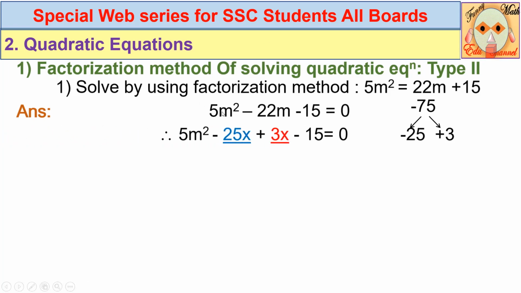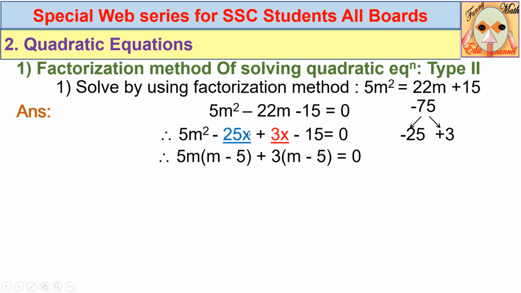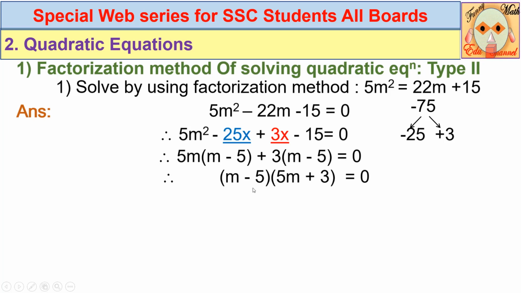In this way we can split the middle term like this. So the next step, 5m square and minus 15 as it is, and minus 22m we have split up like this, minus 25m plus 3m. Now the next step, take the common between the first two terms. Here you can take 5m common. Here should be m and here m. Keep in mind. Now 5m into bracket (m minus 5) plus 3 into bracket (m minus 5) equal to 0. So we get the factor as m minus 5. The second factor is 5m plus 3. The product of these two is equal to 0.